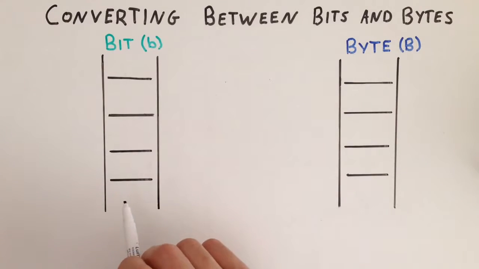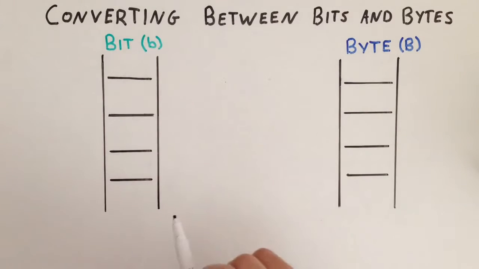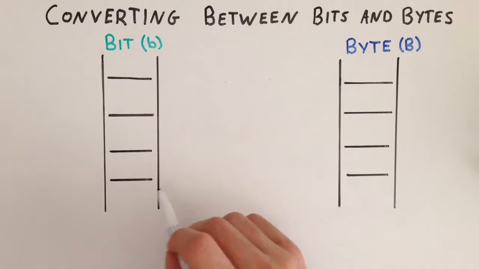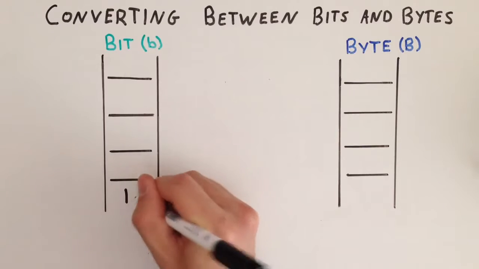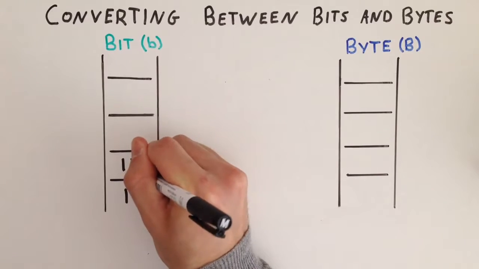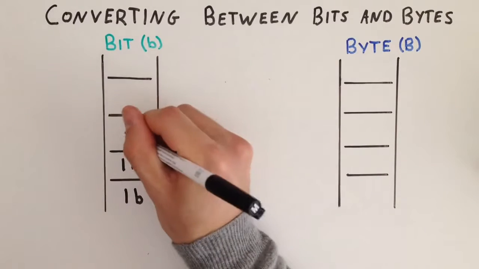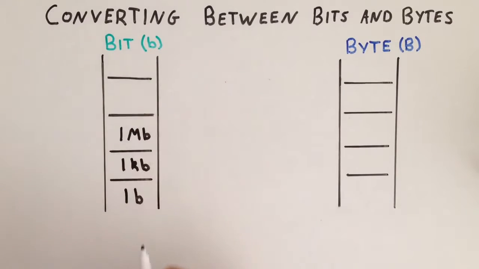Now let's treat each space between the rungs of the ladder as a different level. So as we climb up the ladder, the level increases. So let's look at the bits ladder first. The lowest level at the base of the ladder is 1 bit, 1 small b. Next level up is 1 kilobit. Then up again, we have 1 megabit. And we generally don't need to go higher than a megabit for the bit ladder.